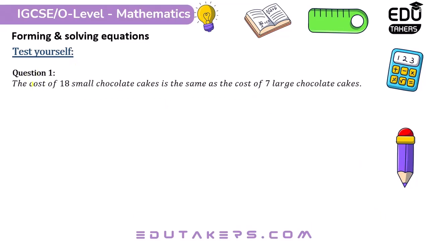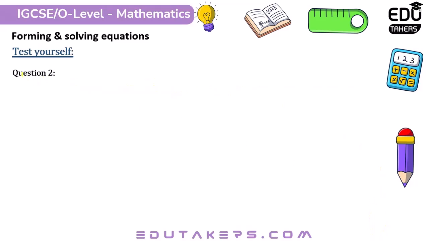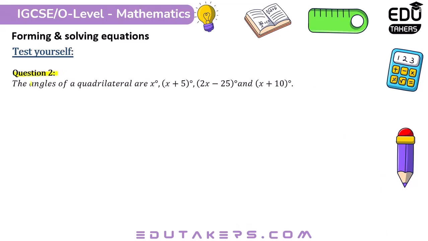The other part is: the cost of 18 small chocolate cakes is the same as the cost of 7 large chocolate cakes. Find the cost of a small chocolate cake. It's a 3-mark question. Question number 2. The angles of a quadrilateral are x degrees, x plus 5 degrees, 2x minus 25 degrees and x plus 10 degrees. Find the value of x. It's a 3-mark question.